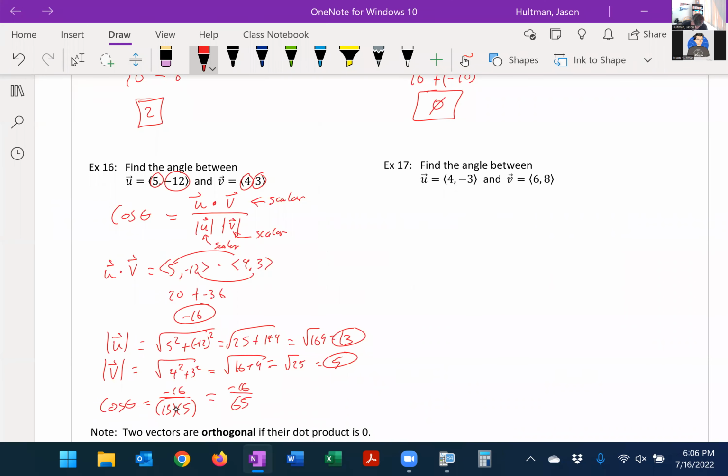Okay, so we would do theta is equal to the inverse cosine of negative 16 over 65. So theta is approximately 104.25, almost exact.